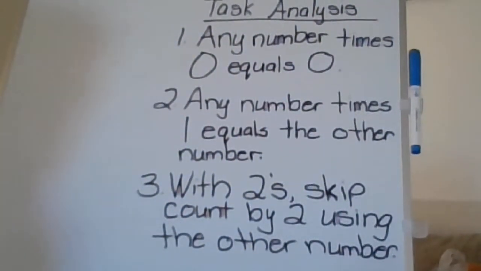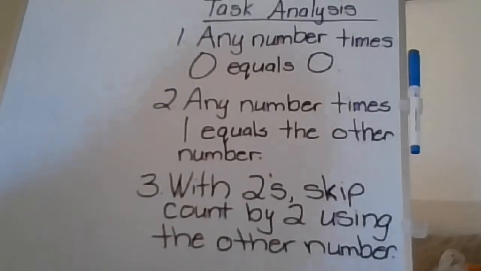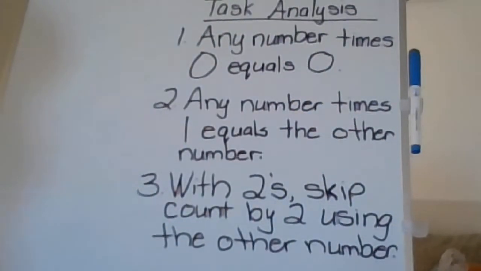So here's our task analysis. A couple of really simple rules. Number 1, any number times 0 equals 0. Number 2, any number times 1 equals the other number. Pretty easy. And then with 2, skip count by 2 using the other number. We're going to take each one of these step by step, one at a time, so that you can see exactly how this is going to work.